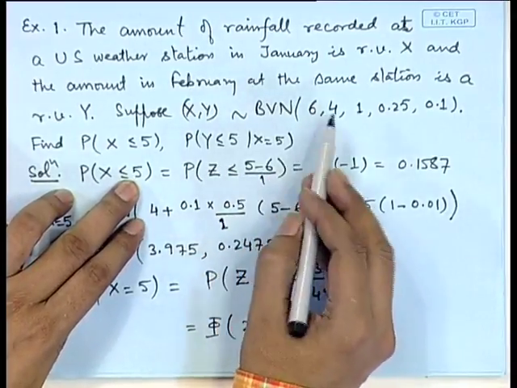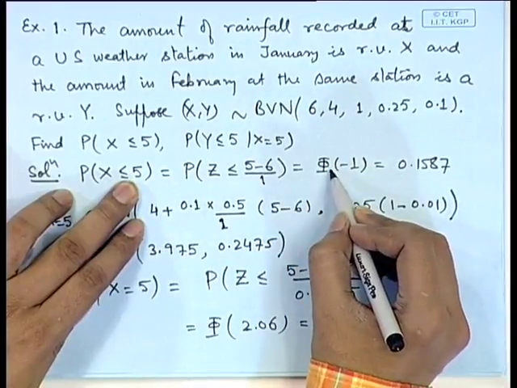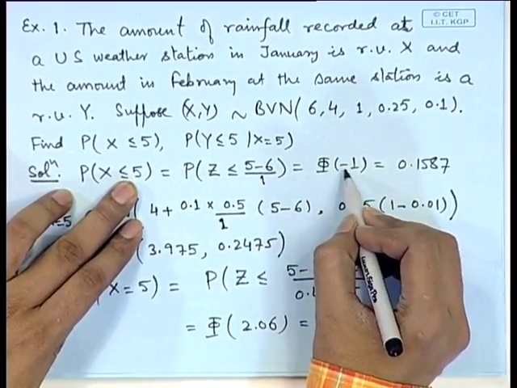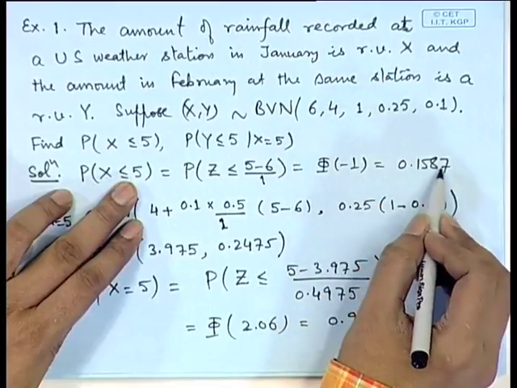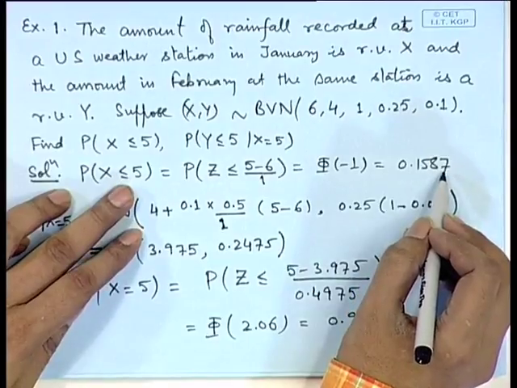So, from 5 we have subtracted the mean of x and divided by the standard deviation, which is equivalent to the CDF value of a standard normal variate at minus 1, which we see from the tables of normal distribution as 0.1587.